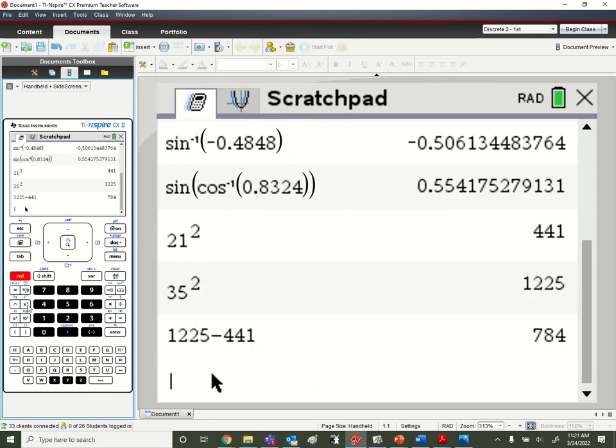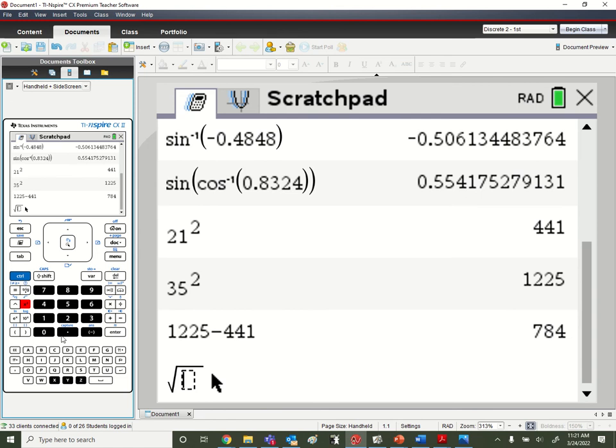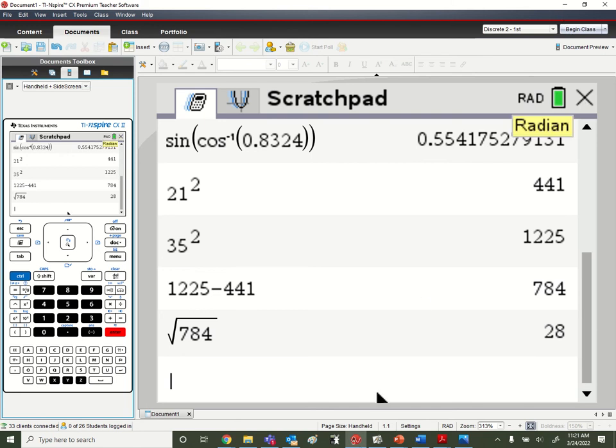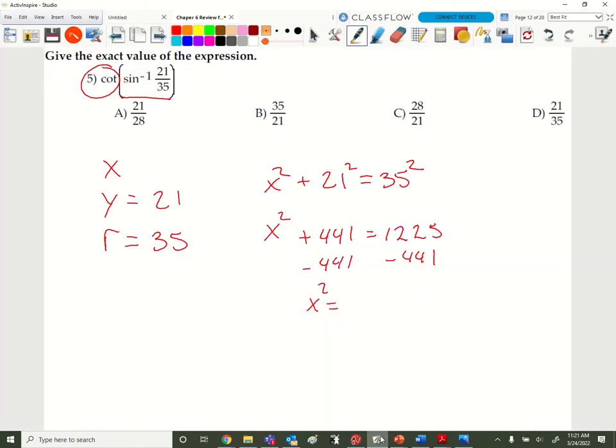So 784, enter, and we get 28. x equals plus or minus the square root of 784, x equals plus or minus 28.